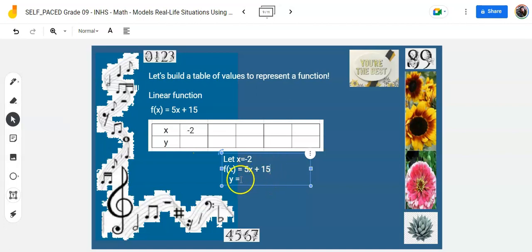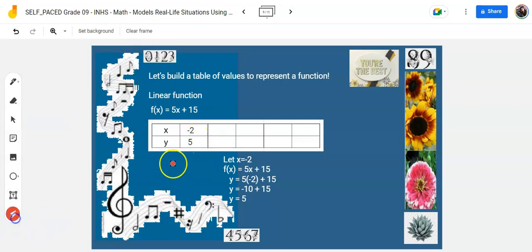We'll do substitution. So, copy 5, ilisan ang x og negative 2. Copy positive, and then copy 15. And then, copy y, then equal sign, then 5 times negative 2 is negative 10, positive 15. Okay, so ang y value ang output kay 5 kung ang value of x is negative 2. So, diri sa table of values, i-update nato kung ang x nato negative 2, ang y kay 5.